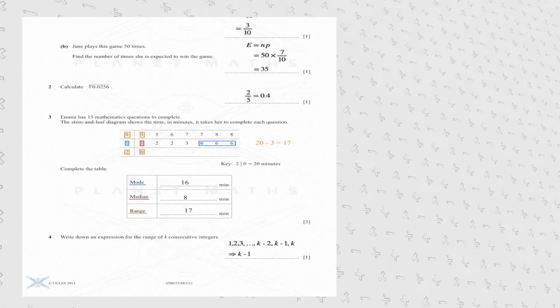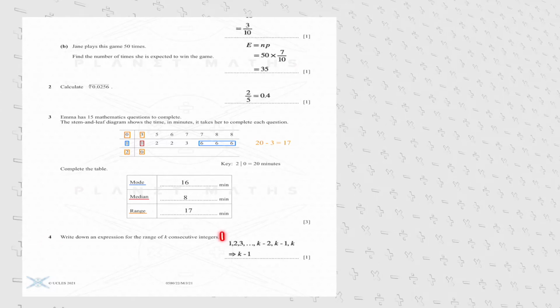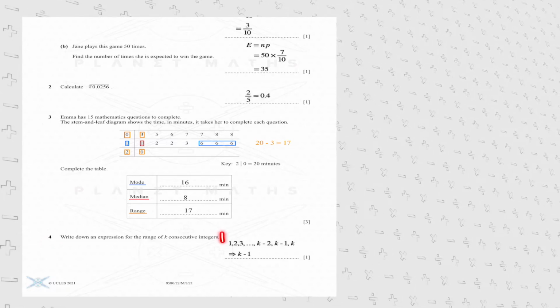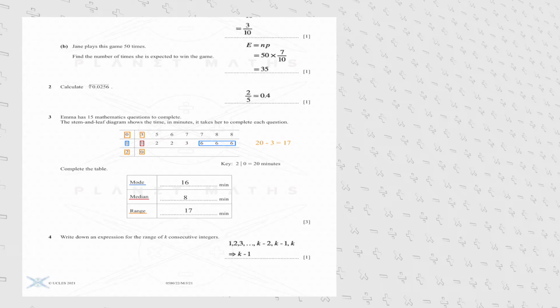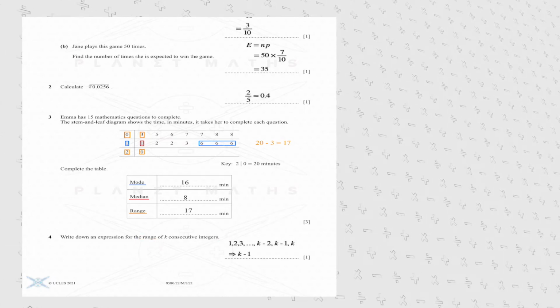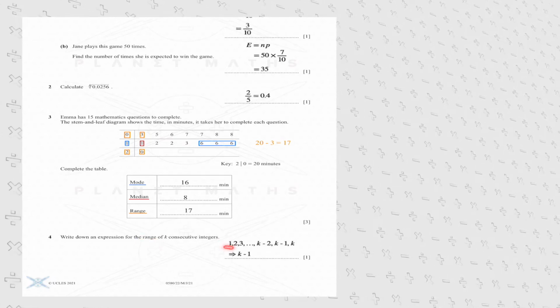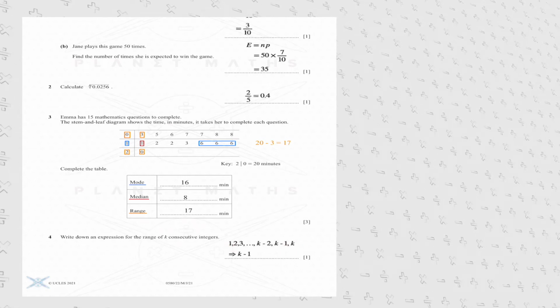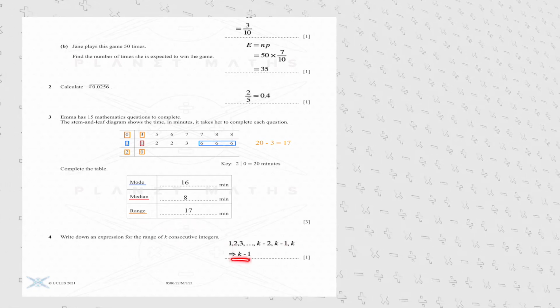In part 4 of this exam paper, we're supposed to write down an expression for the range of k consecutive integers, and similarly to the exercise above, the range indicates subtracting the smallest integer from its largest, which is k. Therefore, the expression for the range that we're looking for is k minus 1.